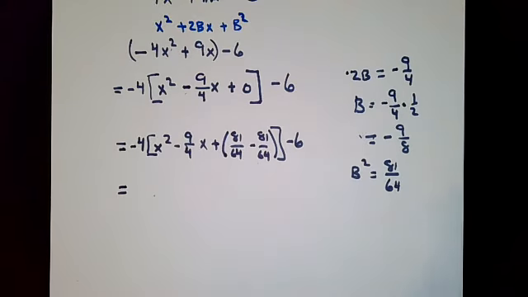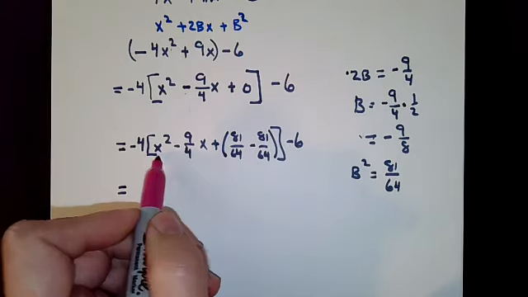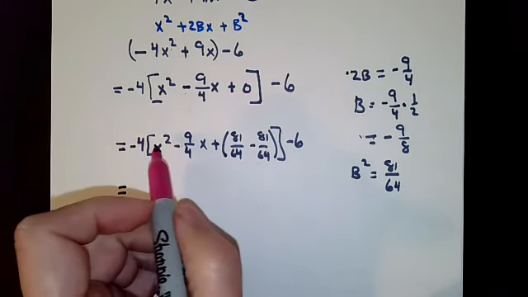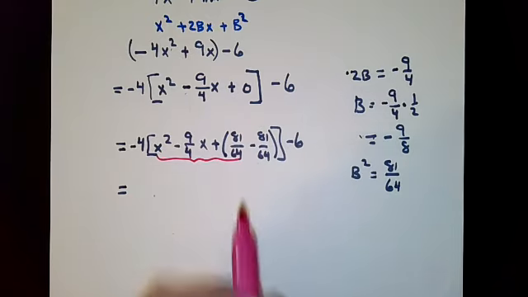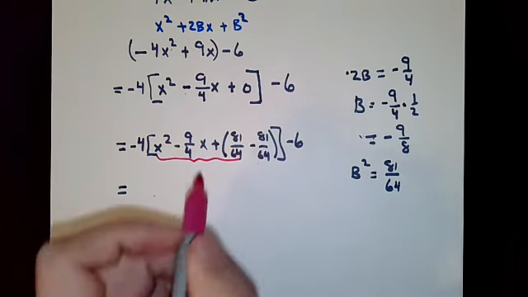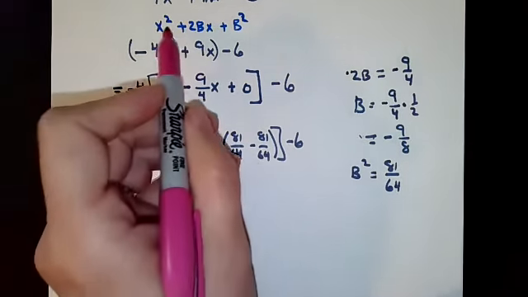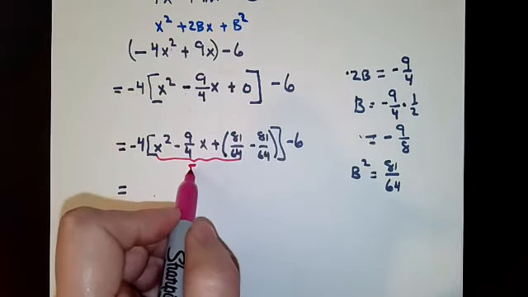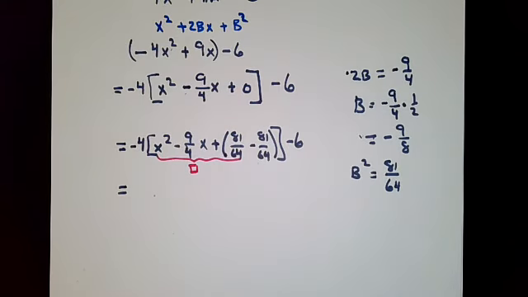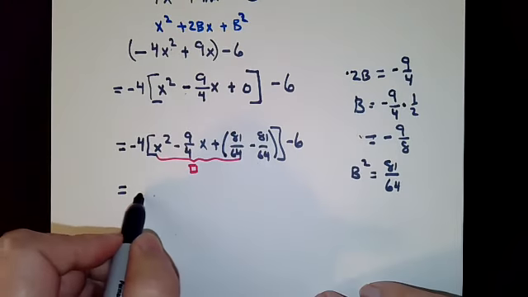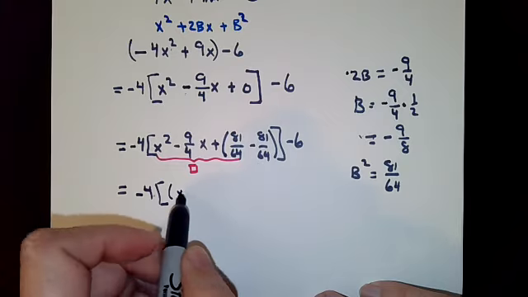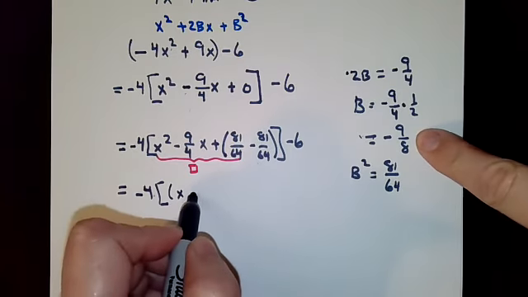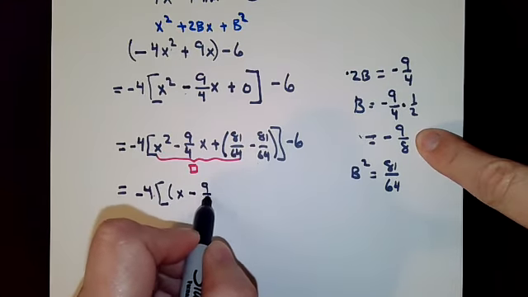Now, I know I haven't written it in a regrouped form, but that's really just a nicety. We know that it's going to be those first three terms. Those first three terms together form a perfect square. And so we know that those first three terms will automatically factor into x plus b, and our b value is a -9/8.